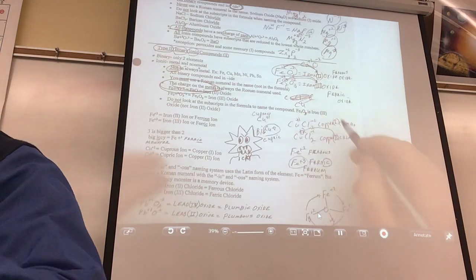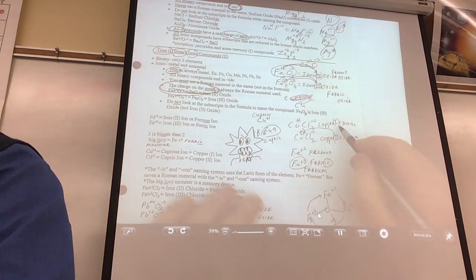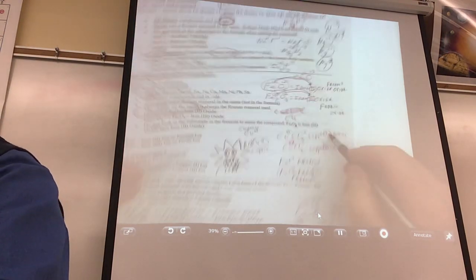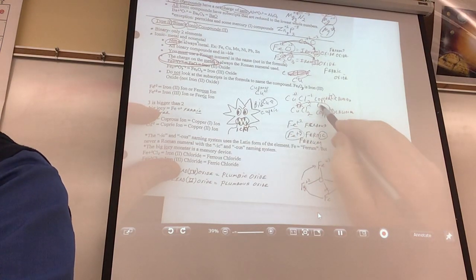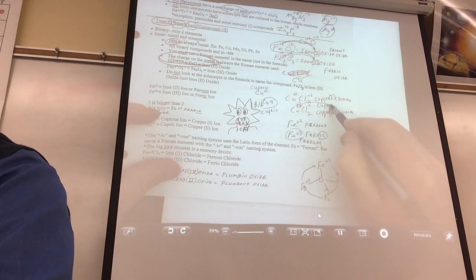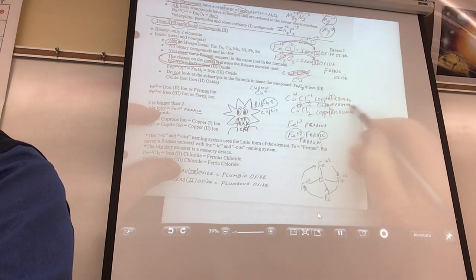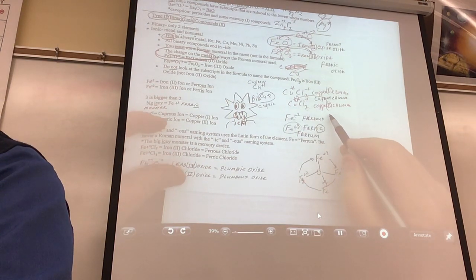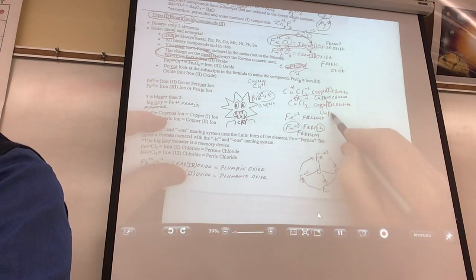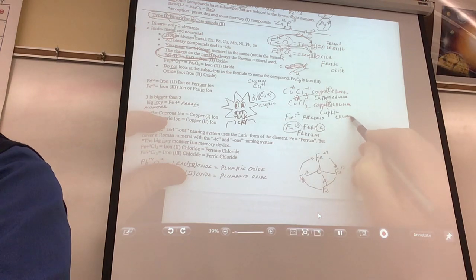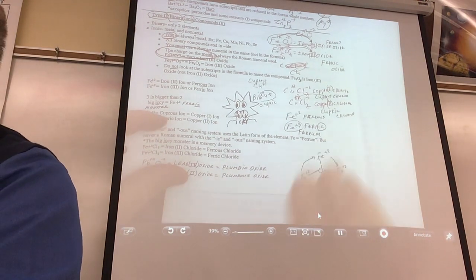Now, go back up here. Here we go. What is another name for copper 1 chloride? Cuprous, yes. What's the other name for the big copper 2 chloride? He's a big icky monster, right? What is it? Cupric chloride. Now, that's enough for right now.